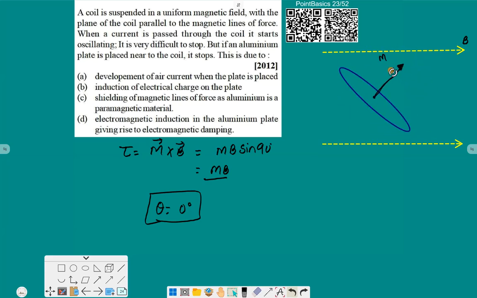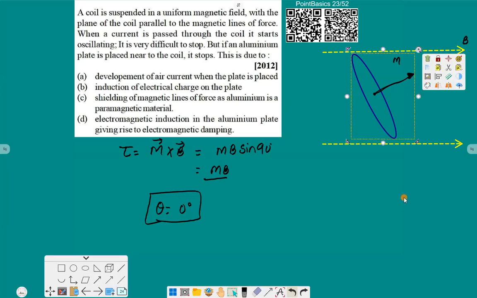And that's why it becomes very difficult to stop this, as there is no frictional force acting on it, and the torque keeps on acting first downward and then again upward, so it keeps on oscillating like this. So that's the basic movement happening here.